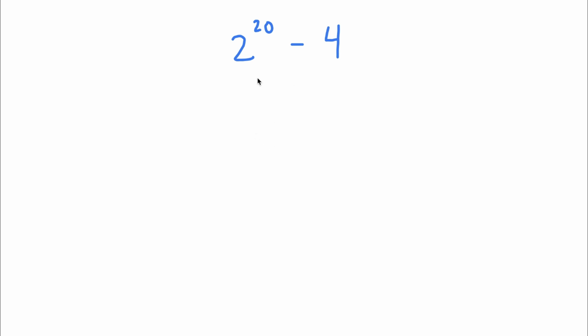Alright, so I have 2 to the power of 20 minus 4. What I'm first going to do is rewrite 2 to the power of 20 as 2 to the power of 10 times 2. So now I have 2 to the power of 10 times 2 minus 4.